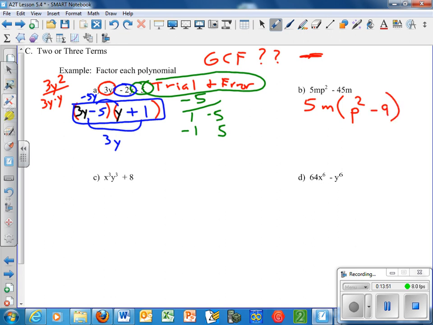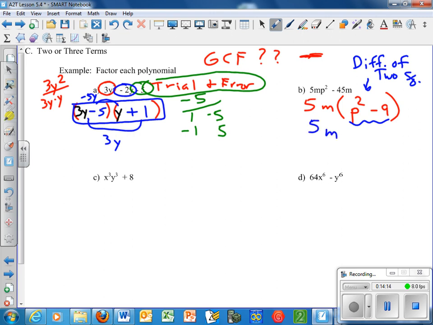Now, many students always assume they're done factoring as soon as they factor out the greatest common factor. That's not always the case. You must check to see if you can factor what's left. And I have p squared minus 9. That is called a difference of 2 squares. And a difference of 2 squares can be factored into 2 binomials.